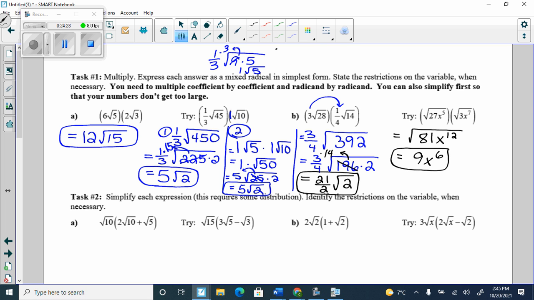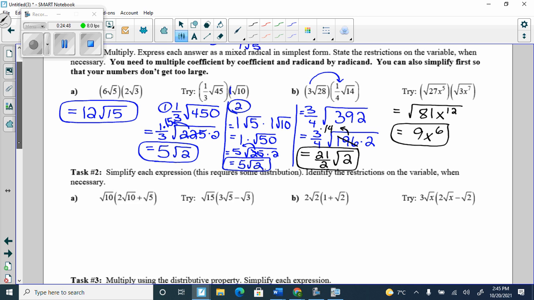Task 2. The square root of 81 is 9. The square root of x^12 is x^6. They're both perfect squares, so there is no square root. Nothing got left behind. Task 2: simplify each expression. This requires some distribution. Identify the restrictions on the variable when necessary.